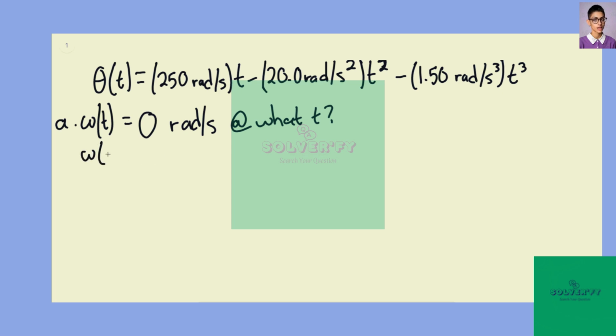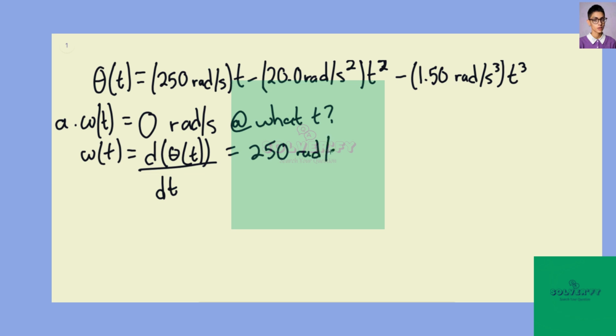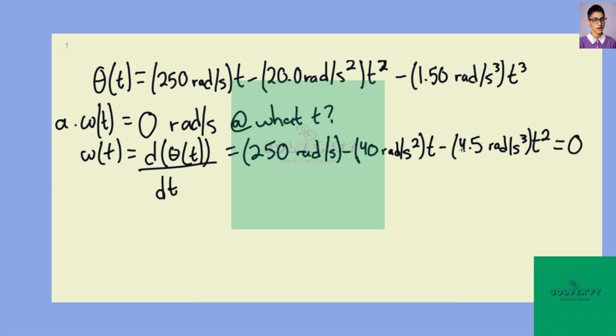So let's find omega of t. This is simply going to be the derivative of theta of t with respect to time. So this will be 250 radians per second, minus 40 radians per second squared times time, minus 4.5 radians per second cubed times time squared. And this equals 0. We're going to use a TI-84, TI-85, TI-89, whichever one you would like to use in order to solve for t.